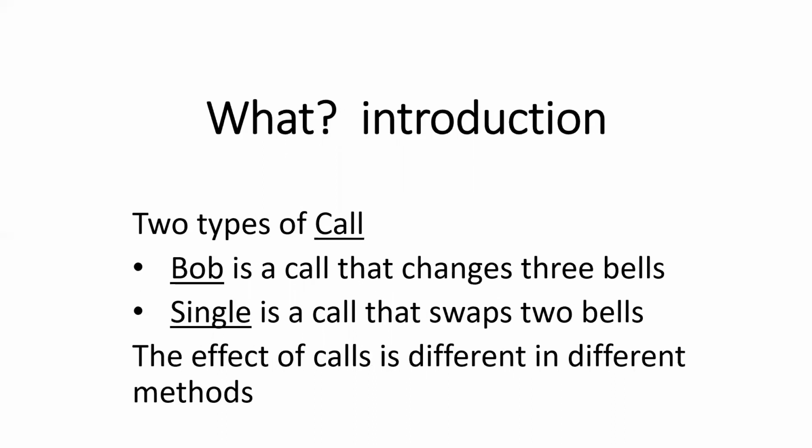We're now going to move on to what these 2 types of call are in different methods. Now remember, a bob is a call that changes 3 bells. A single is a call that swaps 2 bells. And what we'll see is the effect of calls in different methods is different.